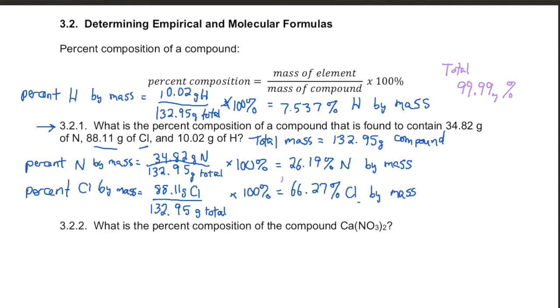All right, when we do this for chlorine, the 88.11 grams represents 66.27% of the total 132.95 grams, and the 10.02 grams represents 7.537%. I did that up here because I ran out of room.